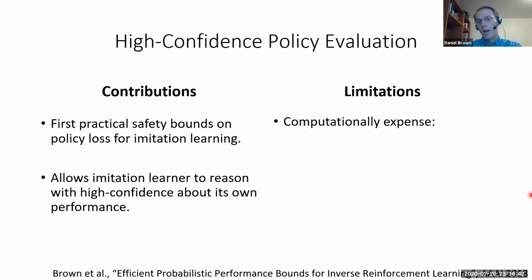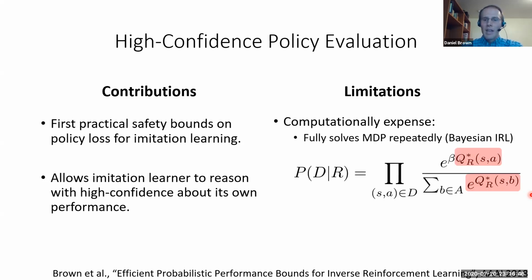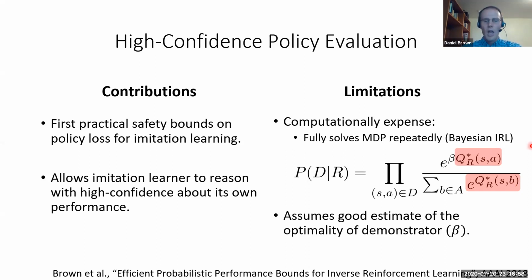And one of the main ones is this idea of being computationally expensive. To run Bayesian IRL, we're required to fully solve this MDP over and over again in order to calculate this Q star value to get this optimal policy under the reward hypothesis. We're also generally assuming that we have a pretty good estimate of the optimality of the demonstrator by means of this confidence parameter beta. While we may sometimes know how good the demonstrator is, often the demonstrator could have really bad performance and we might not know.